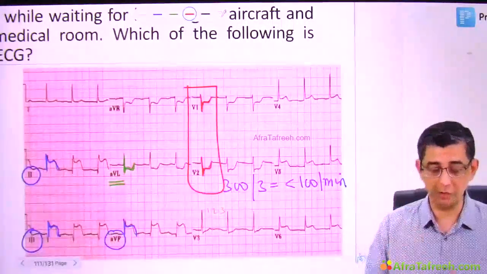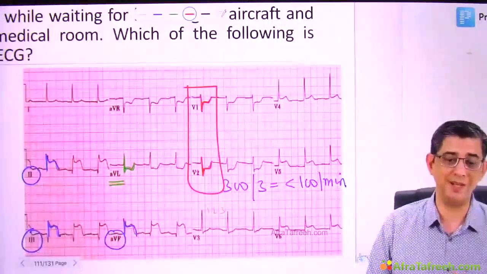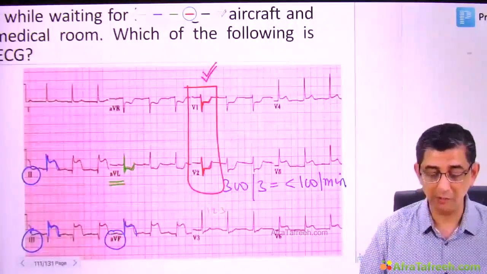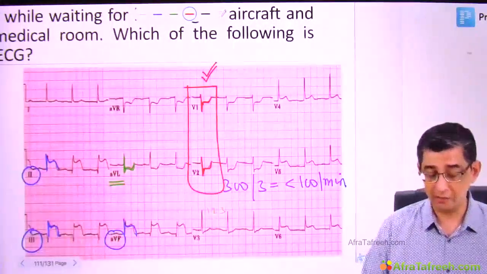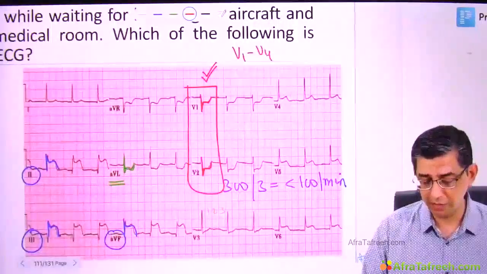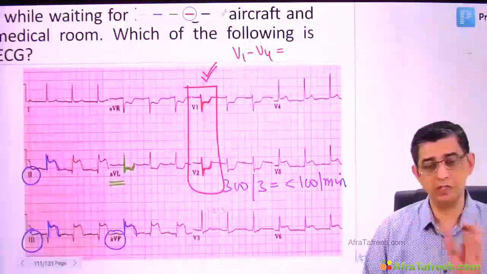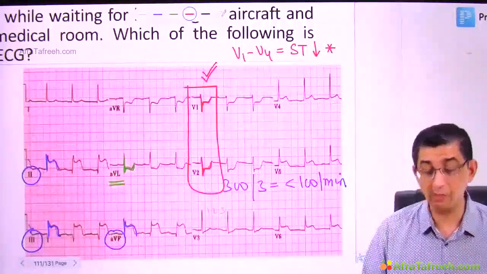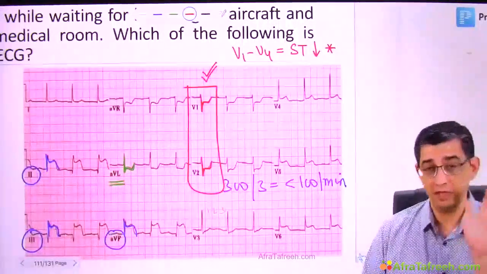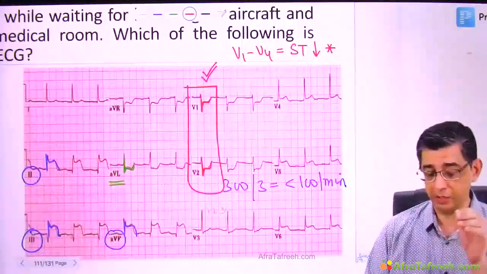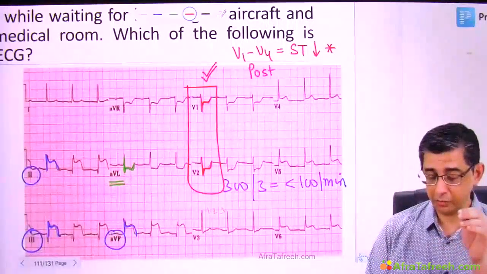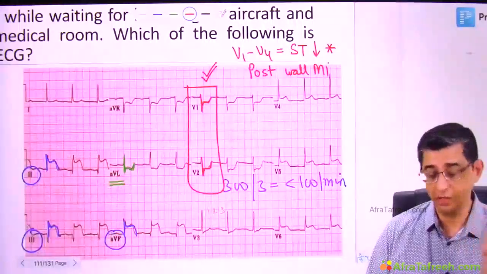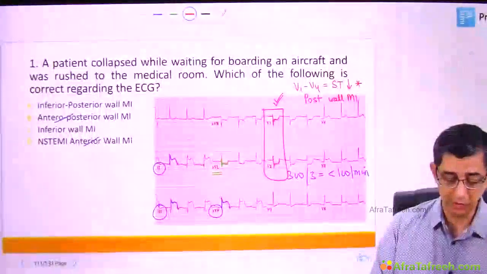If you casually look at it, this is going to be answered as inferior wall MI, which is going to be wrong, because in inferior wall MI you're not going to have the findings which I've highlighted here. Guys, here it is only V1, V2. That means some part of the posterior wall is hampered. Whenever V1 to V4 has ST depression, always keep a watch for blockage of the posterior descending artery. This patient is actually having an inferior posterior myocardial infarction. The answer to this question is option A.